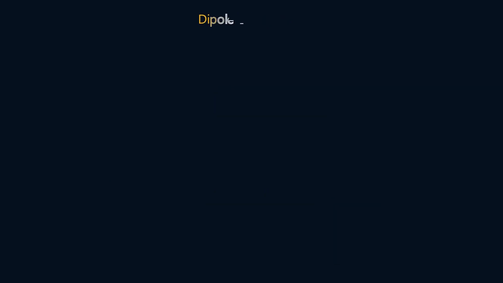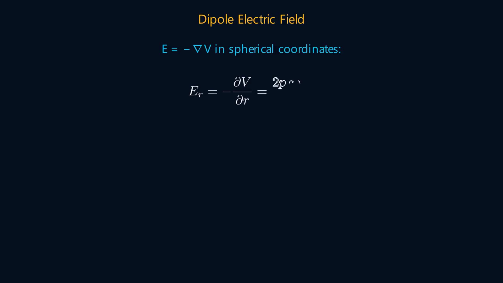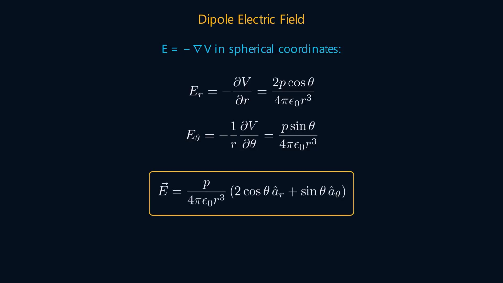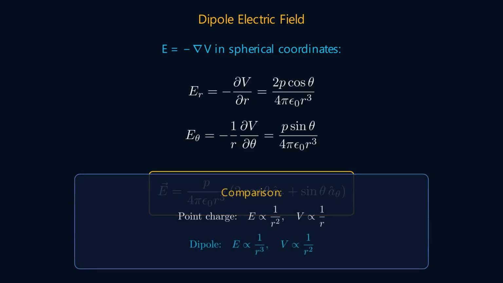The electric field is found by taking E equals negative nabla V in spherical coordinates. E_r equals 2p cosine theta divided by 4 pi epsilon 0 r cubed, and E_theta equals p sine theta divided by 4 pi epsilon 0 r cubed. Notice that the dipole field falls off as 1 over r cubed, faster than the 1 over r squared dependence of a point charge. This makes physical sense. From far away, the plus Q and minus Q fields nearly cancel.